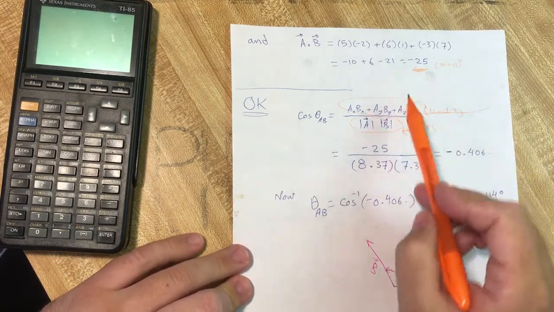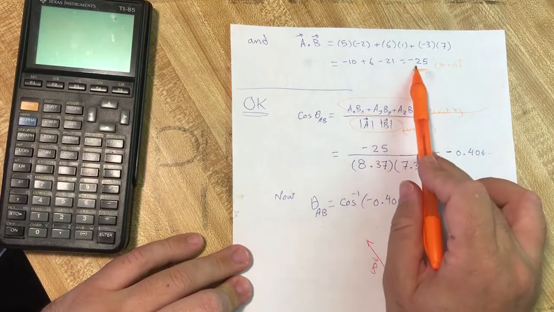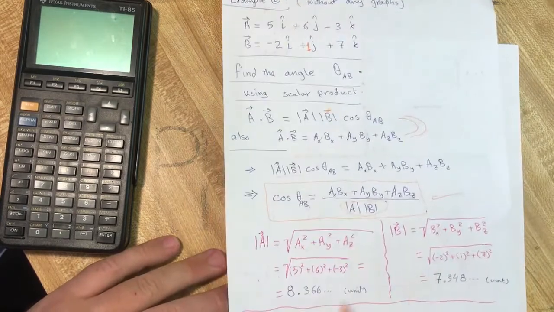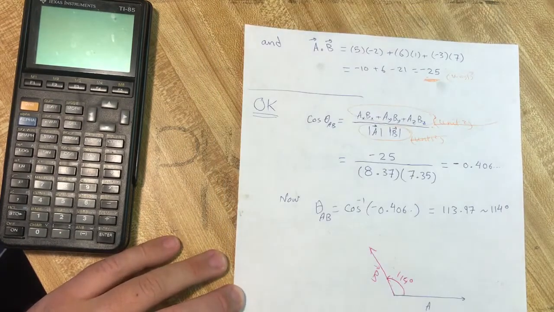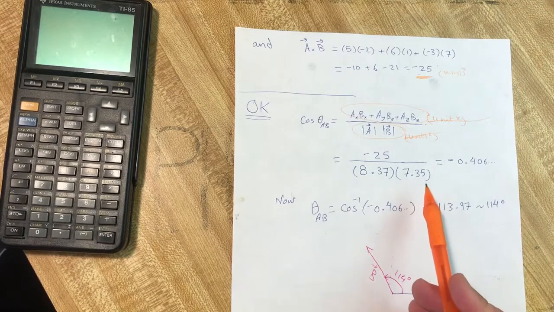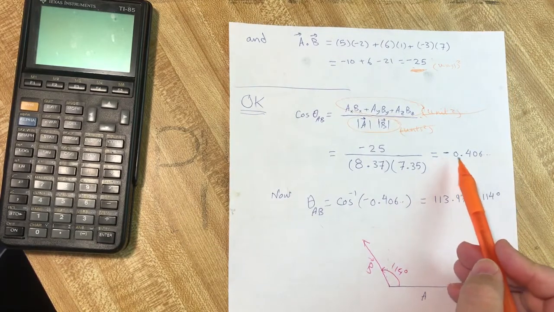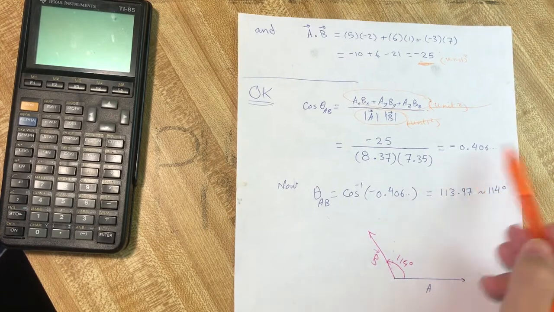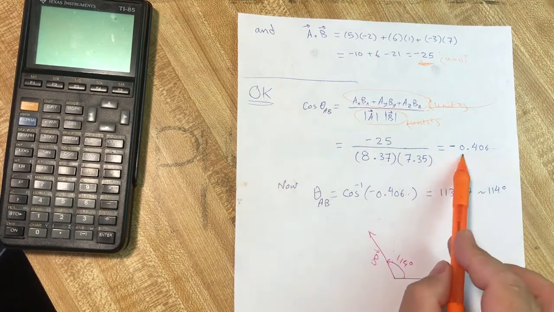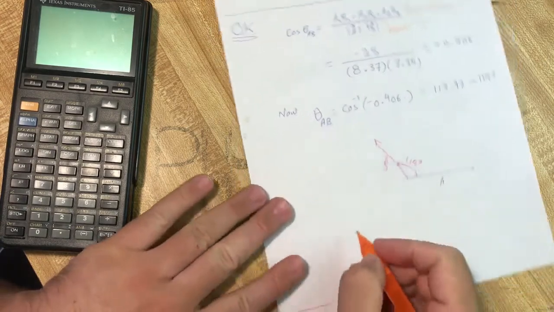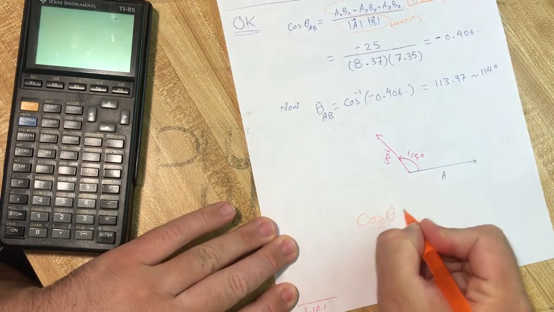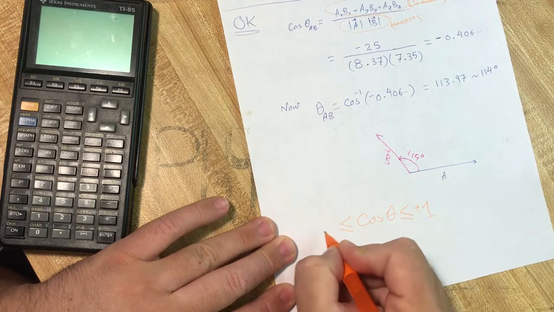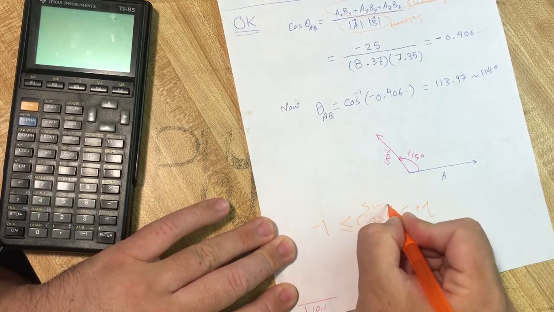Now the scalar product using the components is negative 25, and the lengths for A and B we found them, 8 point and 7 point. The answer will be negative 0.406 and so on. Okay, cosine theta is less than 1 or minus 1, because cosine theta is always less than positive 1 and bigger than negative 1, also sine.